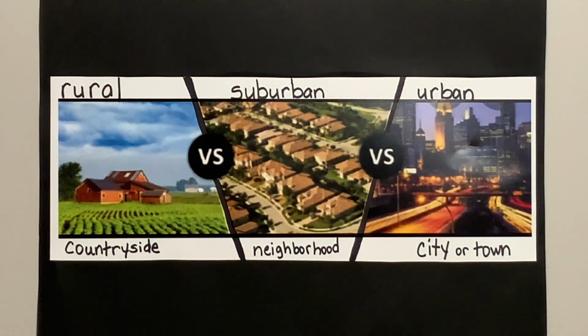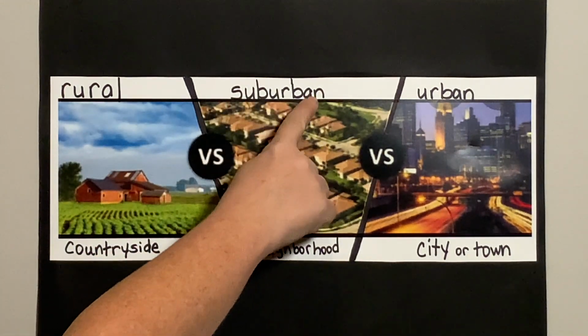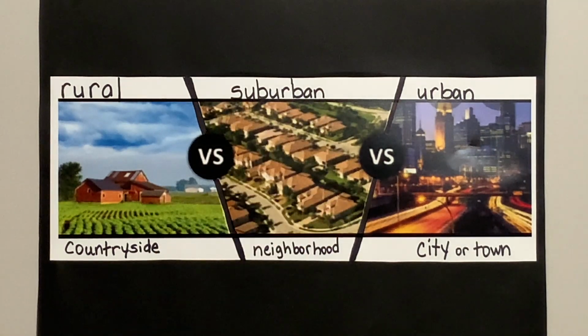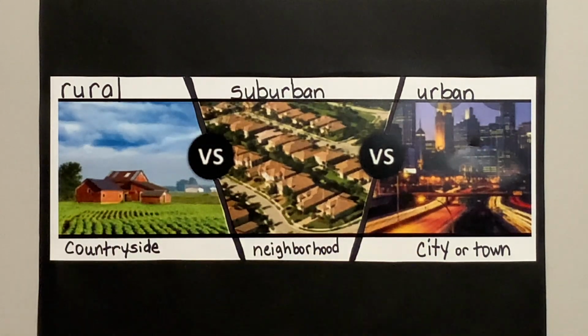Now I want you to look at the community in the middle. What do you notice about the community in the middle? You see a lot of houses. Very good. That is where people live. So this is called, say it with me, suburban. Suburban community. And a suburban community pretty much has what? A lot of housing, a lot of neighborhoods. Now, people can live in a rural community and an urban community. You don't have to live in a suburban community.